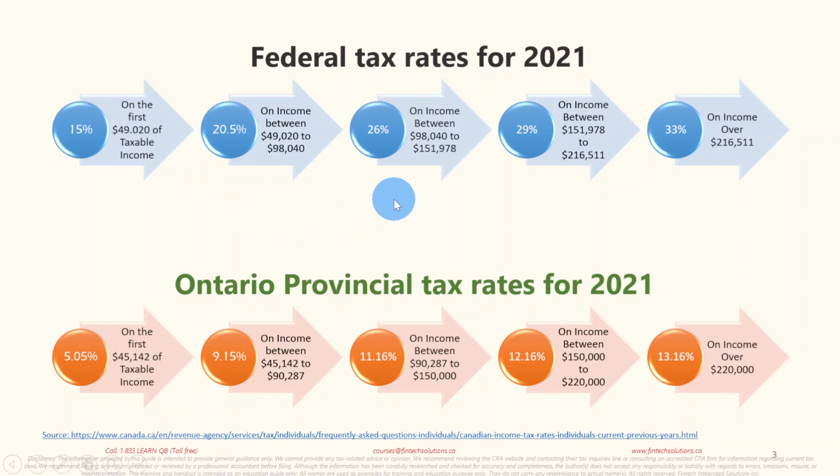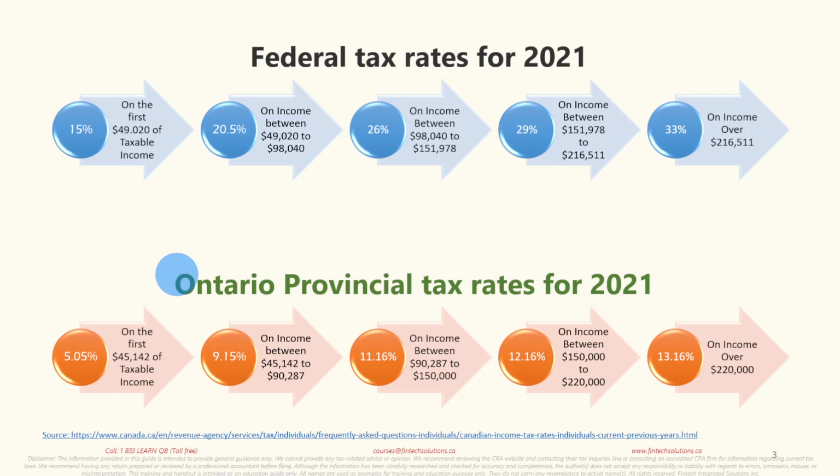Thereafter comes the next level, which is from 98,040 to 151,978, which is 26%, and the one after that, from 151,978 to 216,511, is at 29%, and anything more than 216,511 of taxable income is at 33%. So this is how the tax rate is. It starts from 15% and gradually goes up.